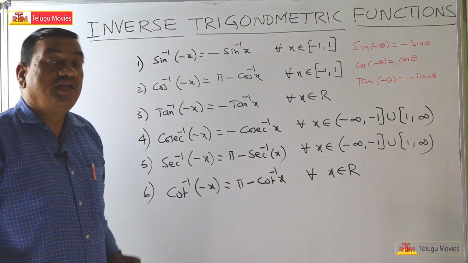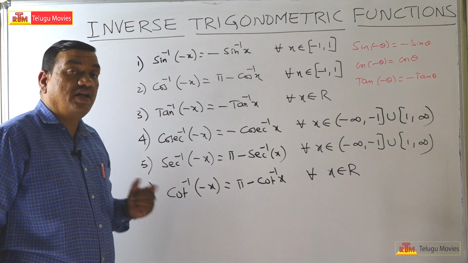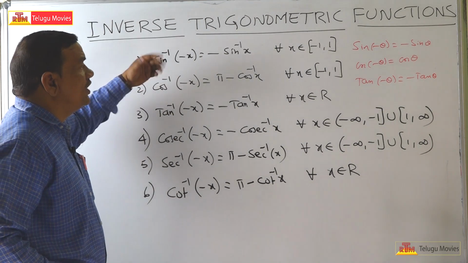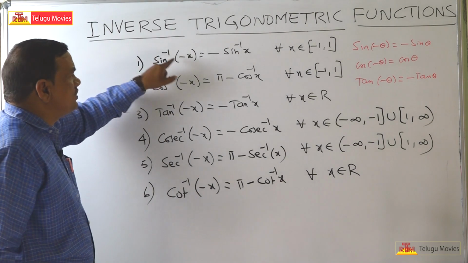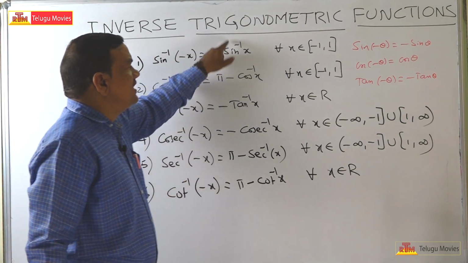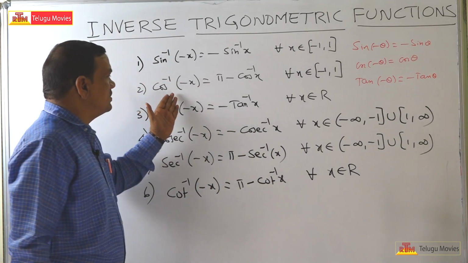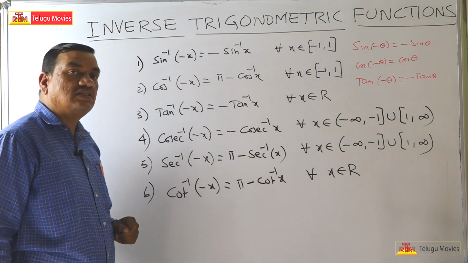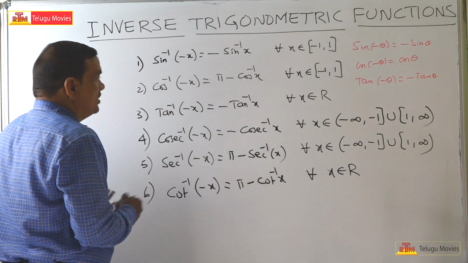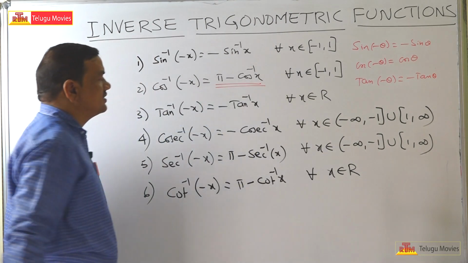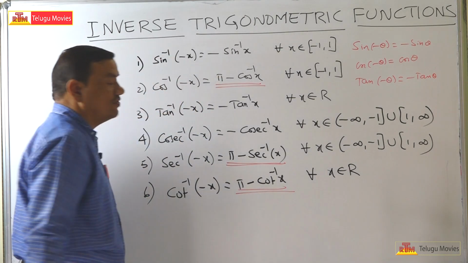But we are going to see here the properties of inverse trigonometric functions for negative values. So here x belongs to minus 1 to 1. Now sin inverse of minus x is equal to minus sin inverse of x for all x belongs to minus 1 to 1. And cos inverse of minus x is equal to pi minus cos inverse of x. So observe here it is pi minus cos inverse of x. Similarly, you will get pi minus secant inverse of x, pi minus cot inverse of x.